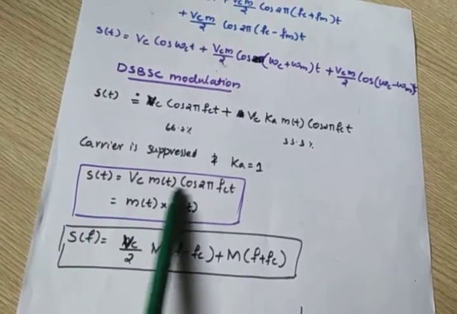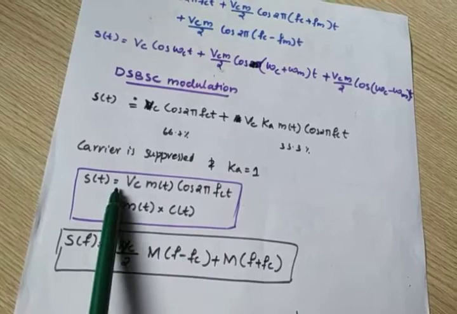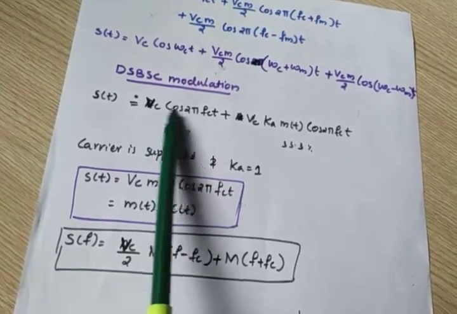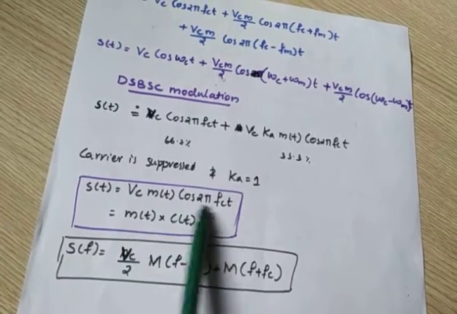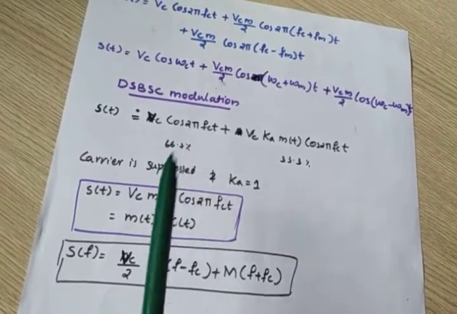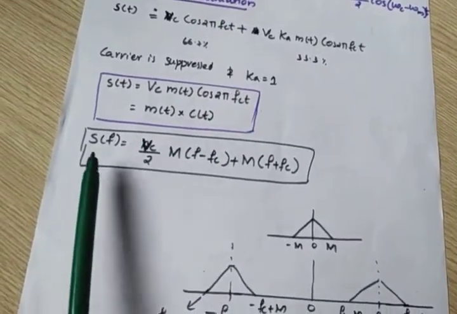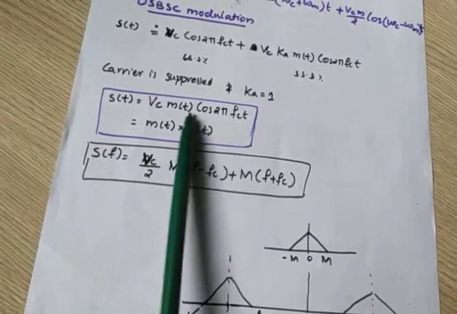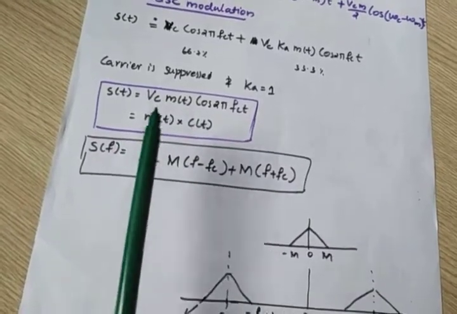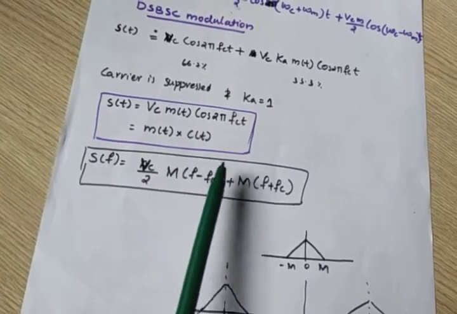So here, this is the modulated signal and the modulated signal does not have any carrier component. This is the carrier component, Vc cos 2 pi fct. Here we have only the sidebands, no carrier is present. Now how to draw the spectrum of this DSB signal? This is the DSB-SC signal. DSB-SC means double sideband suppressed carrier.